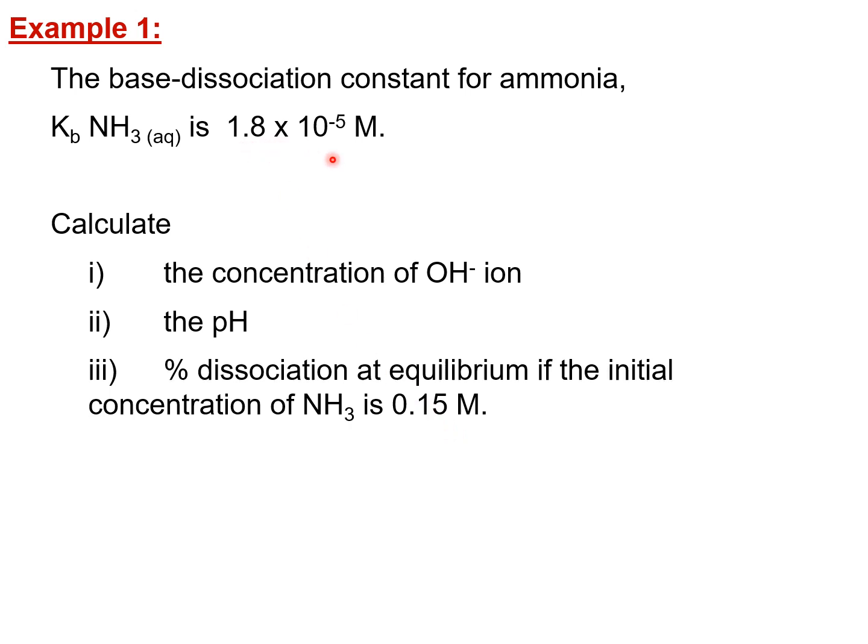Okay, so this is a weak base. How do you know that this is a weak base? Because there is a key here, it gives Kb. So you have to know that Kb is the hint telling you NH3 is a weak base. So therefore, when you want to dissociate this NH3, you have to dissociate it partially.